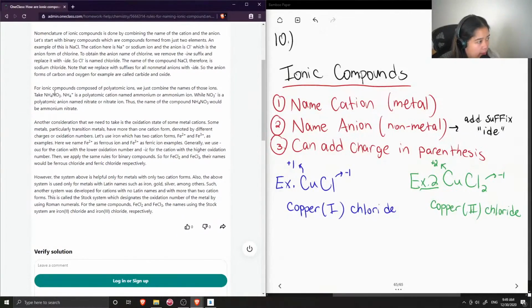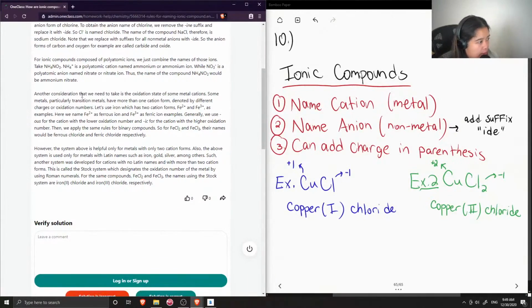And then for ionic compounds composed of polyatomic ions, we just combine the names of these ions. So if we had ammonium and the nitrate ion, it would just be ammonium nitrate. So it's pretty simple for that.